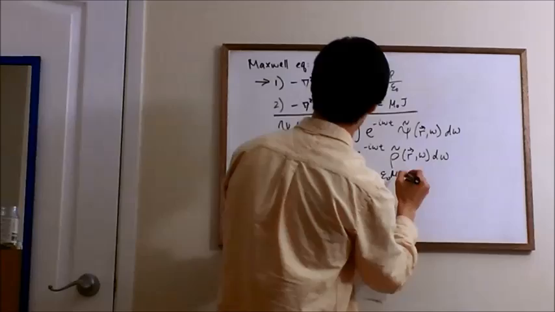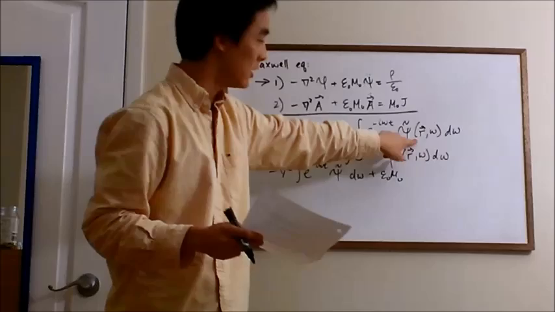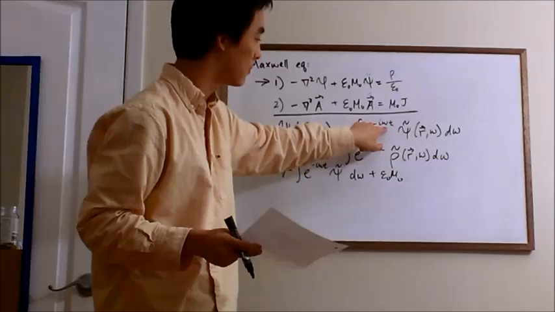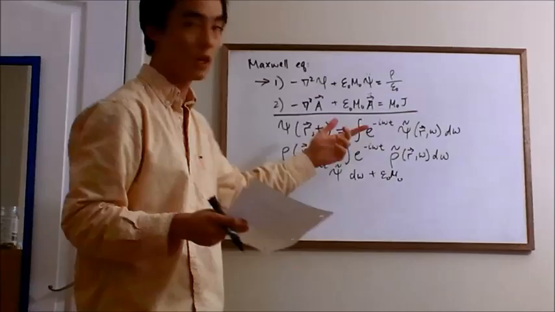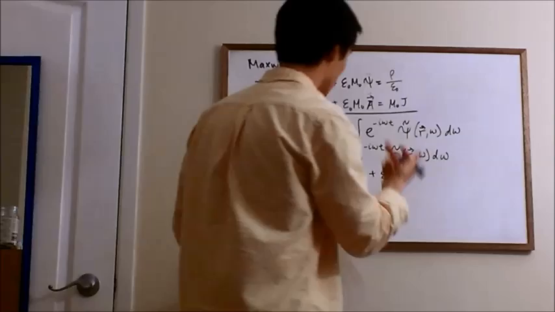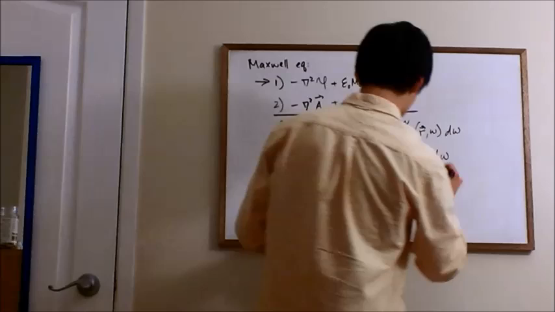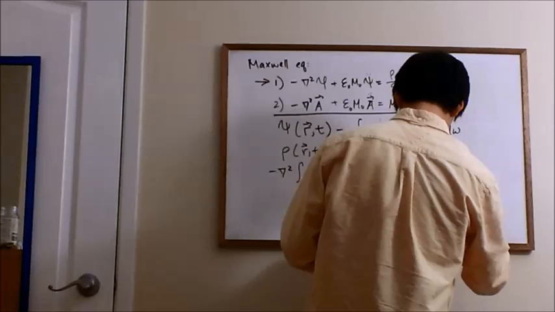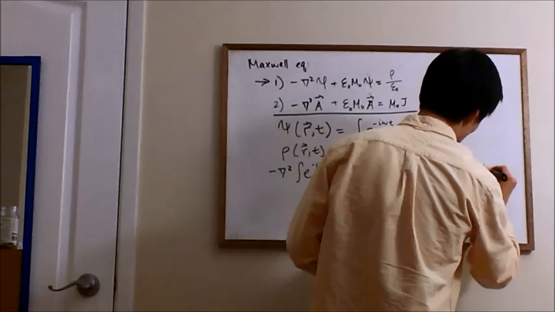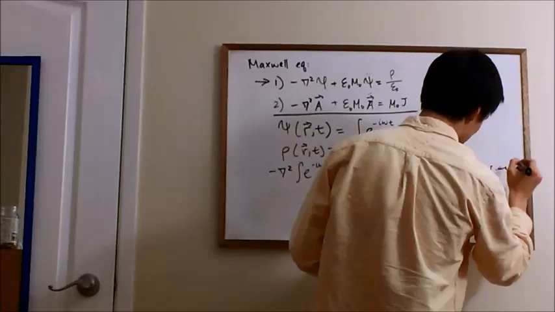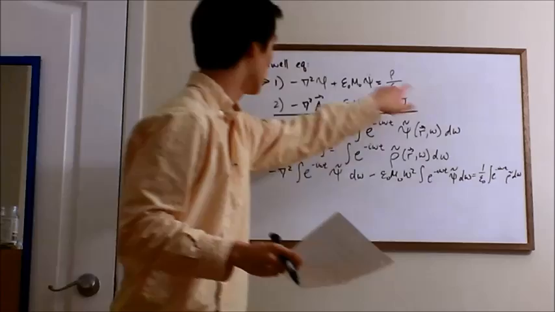Now, right here, I'm going to take the second time derivative of this. Because this is only a function of r and omega, the second time derivative will just bring down negative i omega squared, which becomes negative omega squared, because i squared gives you a negative 1. So this then becomes negative 1, and it becomes epsilon mu omega squared. Here, I just substituted this for this, and it gave me this.